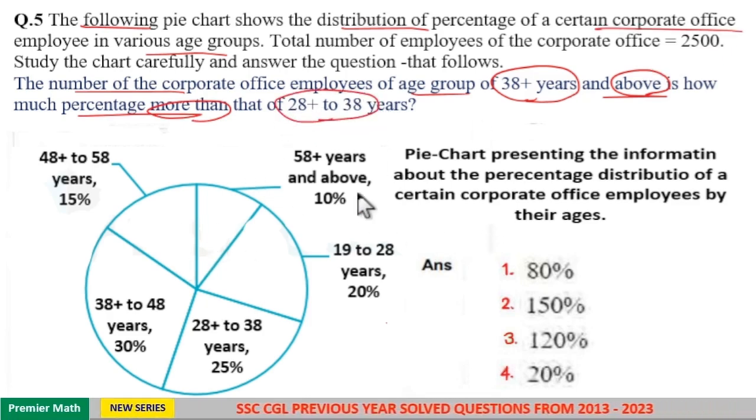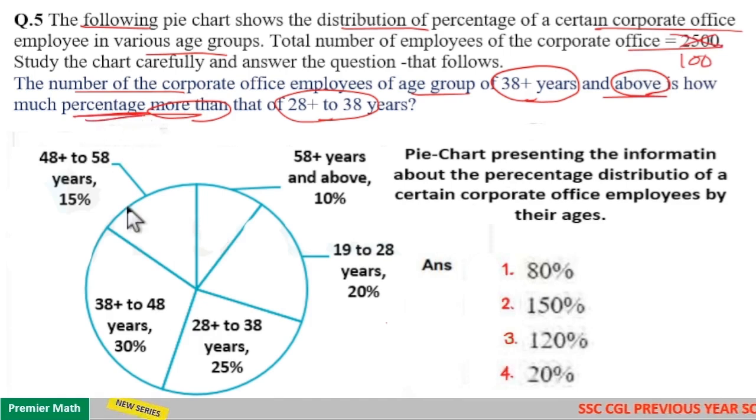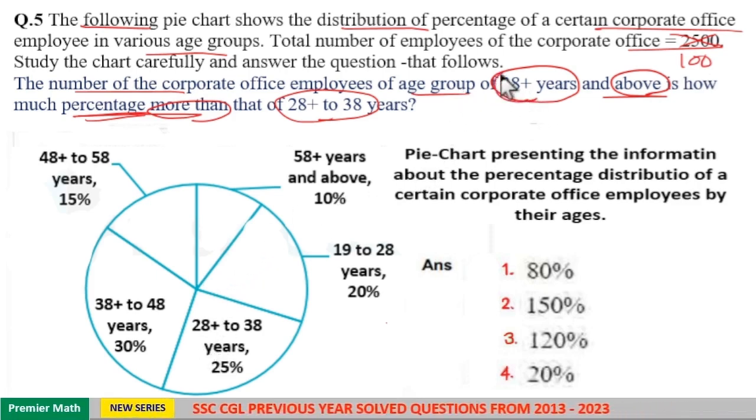Here I'll take the total number of corporate office employees as 100 instead of 2500, because in the end the answer is a percentage. So it will cancel each other. Even if you take 2500 or 100, it will cancel each other. Now, here we need the age group above 38 years.